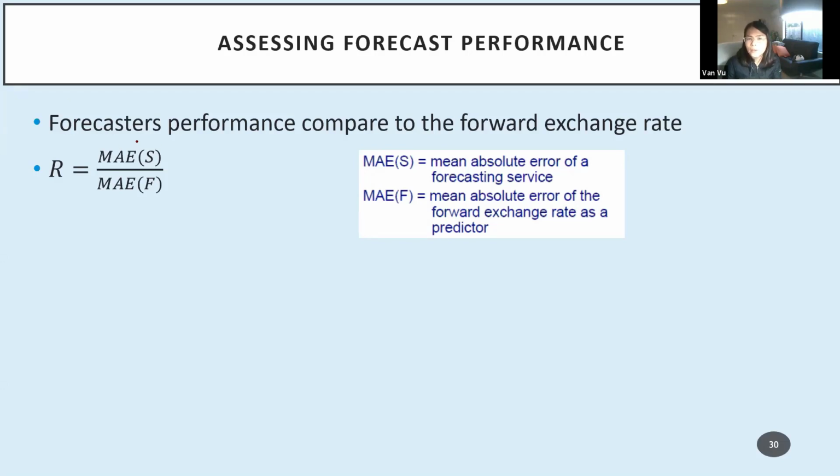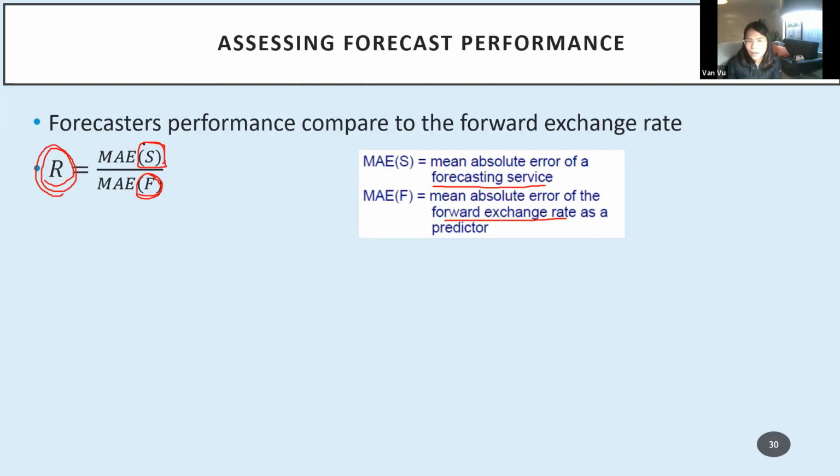To compare the performance of different forecasting techniques, we can compute this ratio here, which tells you the relative absolute error between your forecasting technique in question and the forward exchange rate. Here I'm going to use the forward exchange rate as the benchmark to evaluate the performance of a certain forecasting technique, for example, technical analysis.